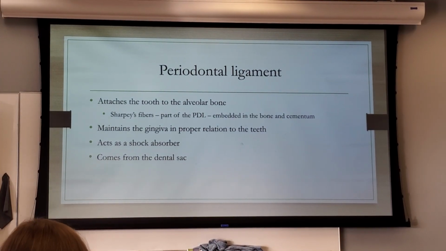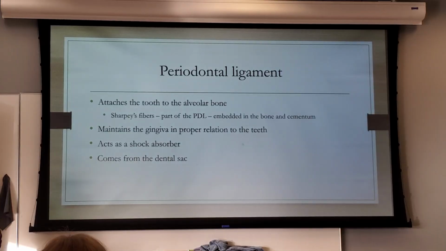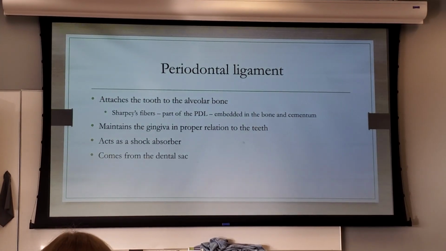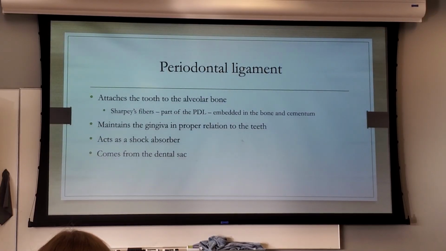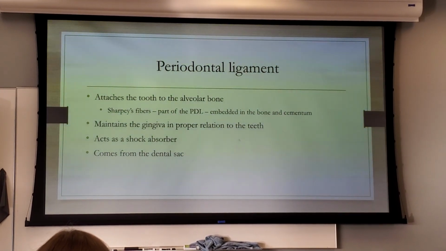So periodontal ligament's not just the part attaching the tooth, it's also the gingiva as well, which is why we do our gingival description, and then we include that as part of our treatment with our patients so that we can help maintain that shape. It also acts as a shock absorber for our teeth, and it comes again from that dental sac. So everything on the outside of that tooth germ gives rise to our periodontal ligament.